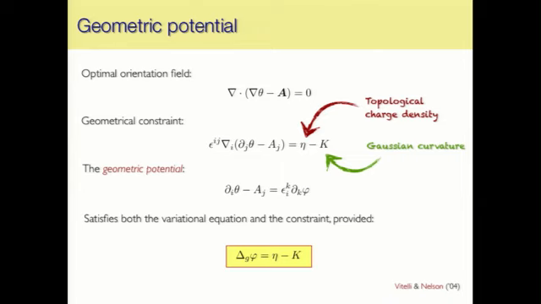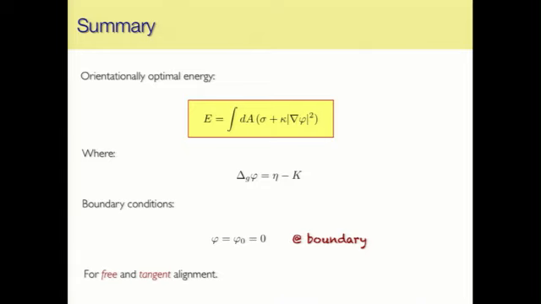And this explains why this is called geometric potential, because somehow, like the electrostatic potential, it expresses a disturbance in the orientation field, which is due to topological charge, either localized in the form of topological defects or distributed in the form of Gaussian curvature. Okay. Very good. So now we have changed the equation a little bit. This is already optimal now with respect to the orientation, provided this condition is true. And I'm going to use the Dirichlet boundary condition.